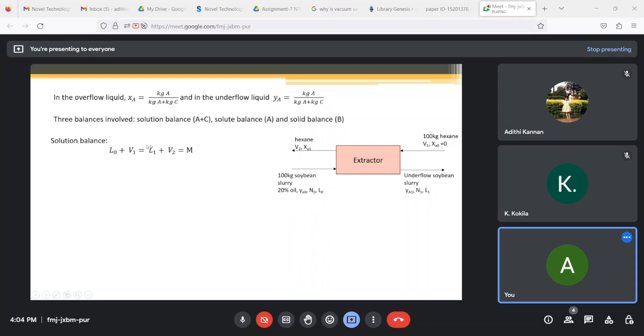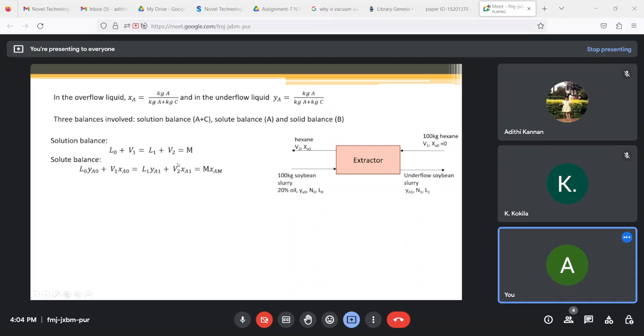By doing a mass balance, input is equal to output. In this case, input you have two streams, this one and this one. Solution of this is L0, solution of this is V1. So L0 plus V1, that is total input, is equal to total output. Output is L1 plus V2. So this is the solution balance: L0 plus V1 equals L1 plus V2. And M is the total amount of mixture solution, which we will not discuss now, but in a later slide.